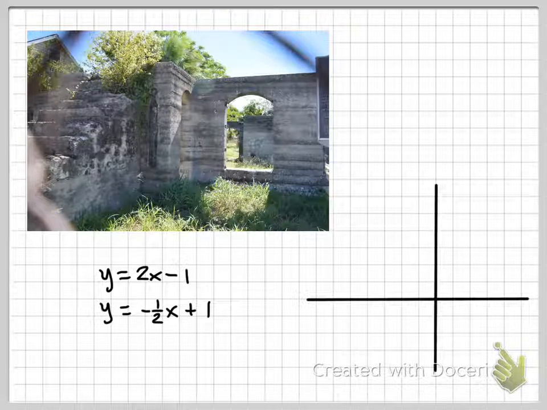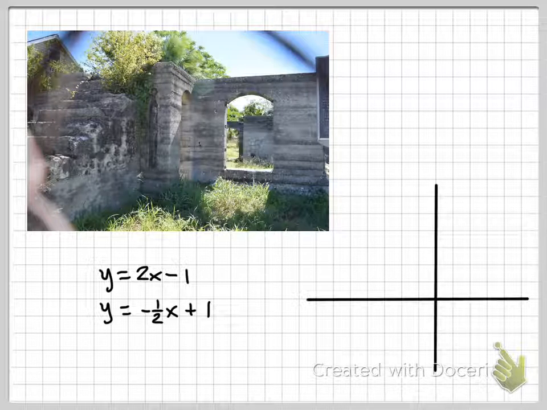Enough of that. So we have these two equations: y equals 2x minus 1, and y equals negative 1/2 x plus 1. We could solve this the way we were doing before, using elimination or substitution, but sometimes you want to solve by graphing. So we're going to treat these like any other lines.